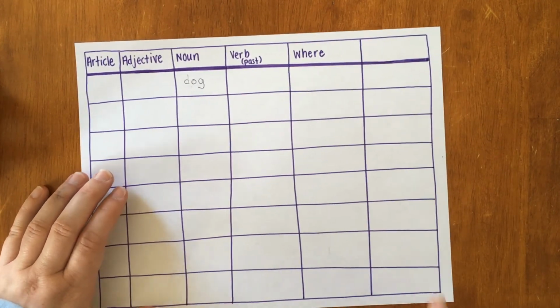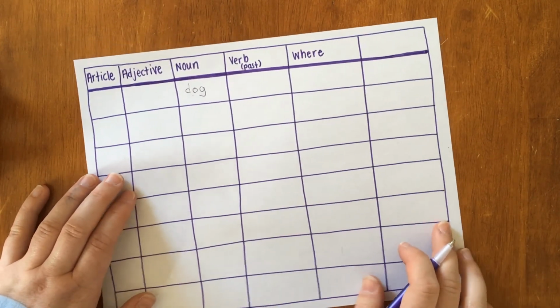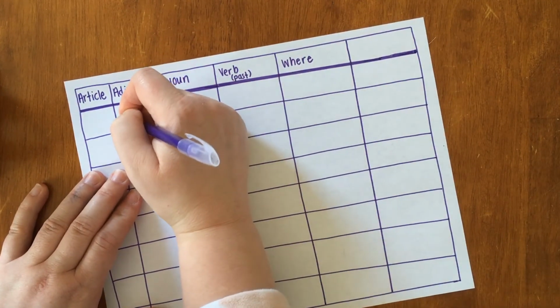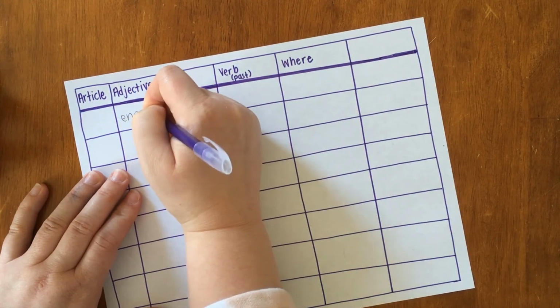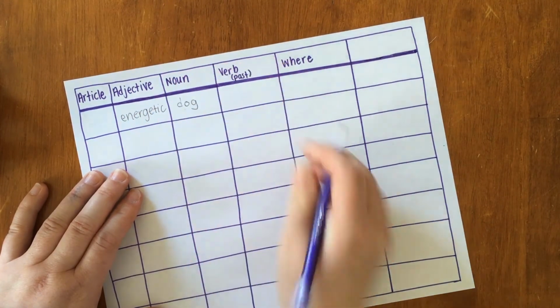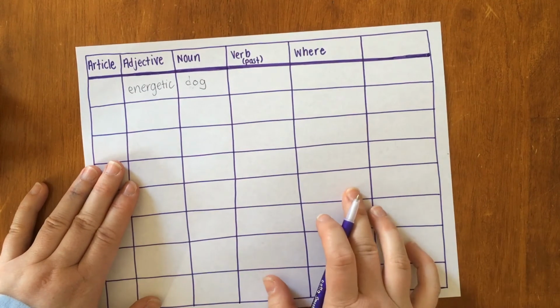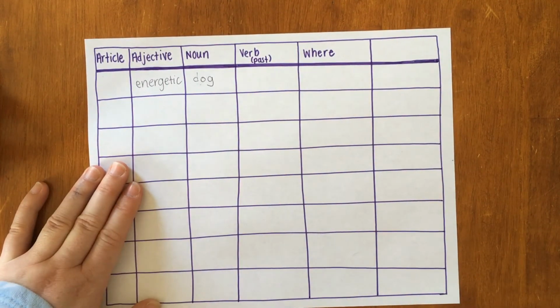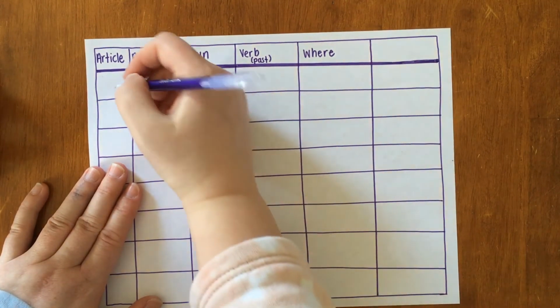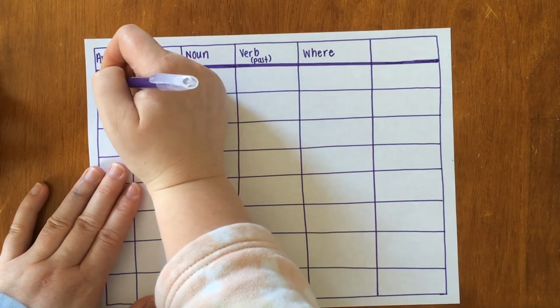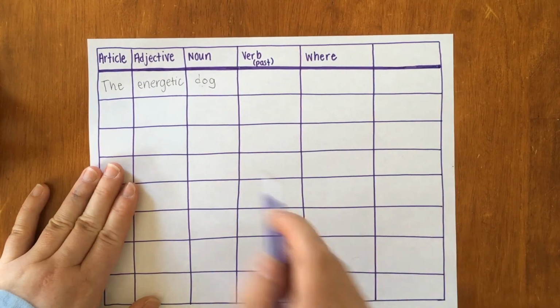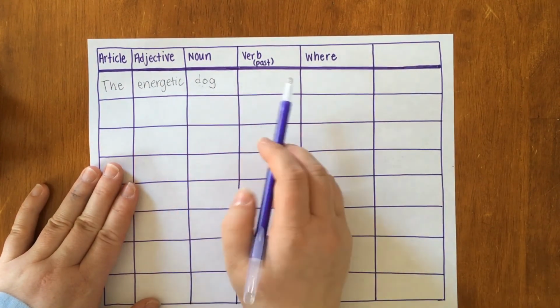I could talk about her personality. And that's what I'm going to do. I'm going to describe her personality. She is energetic. She has tons of energy. Then I'm going to add my article. And remember, articles are those little words like a, an, and the that often start our sentences. I'm going to go with the. So far I have the energetic dog.